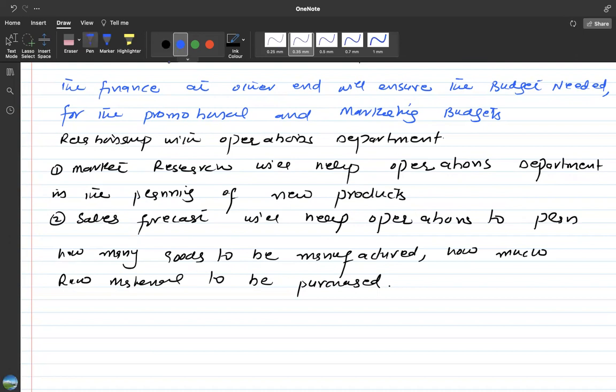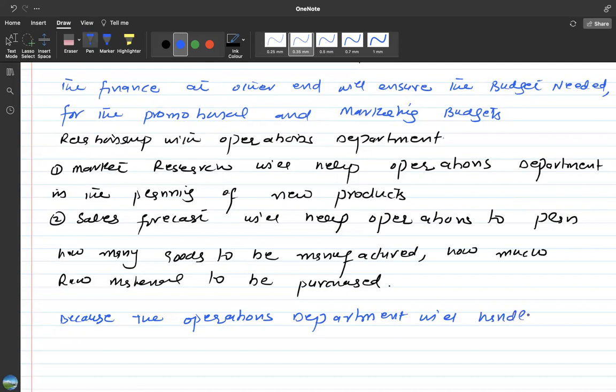But the marketing is also dependent on operations, because the operations department will handle their complaints about quality, for example. So these are a few relationships between the marketing department and all other departments of the business.